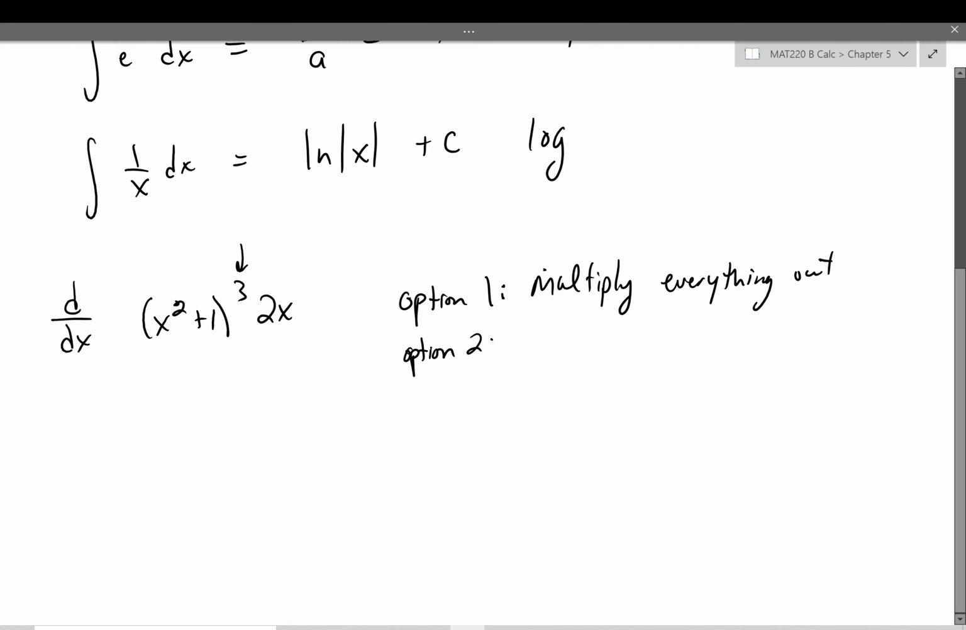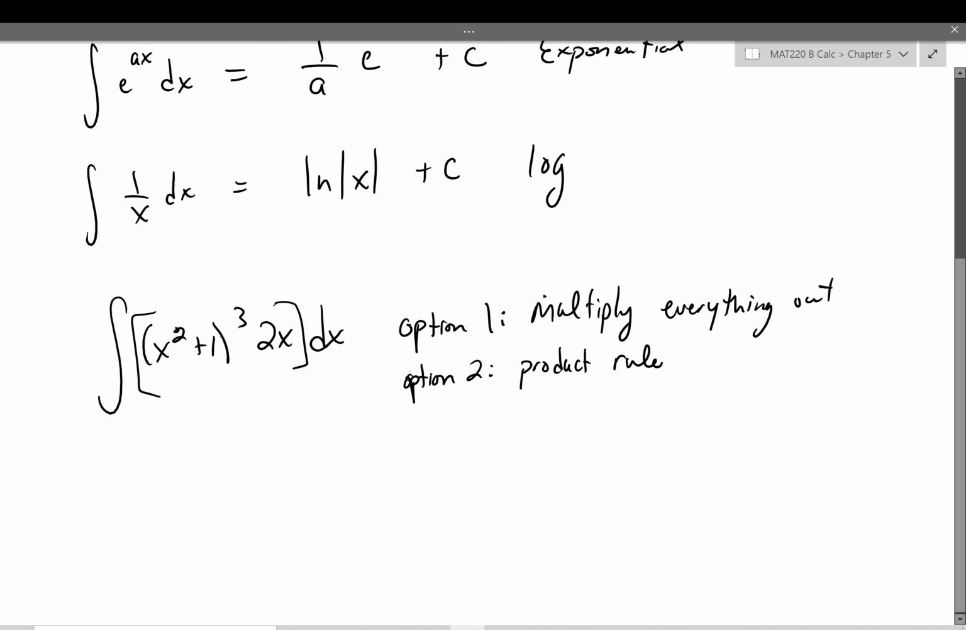Option 2 dealt with the product rule. The product rule said, if you had two different functions being multiplied, you could label one f, one g, and then find a derivative that way. So the first thing I want you to recognize is that sometimes, if I wanted to do a problem like this, notice what I did: I just put the integral and a dx on the end. Notice here you have the product of two things being multiplied.